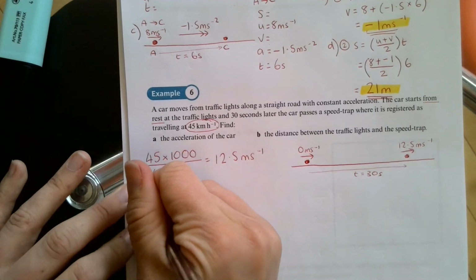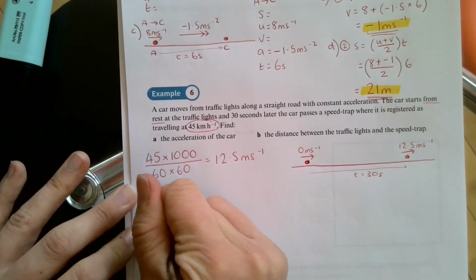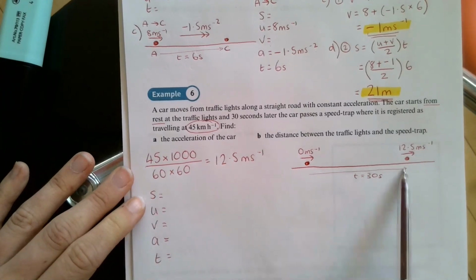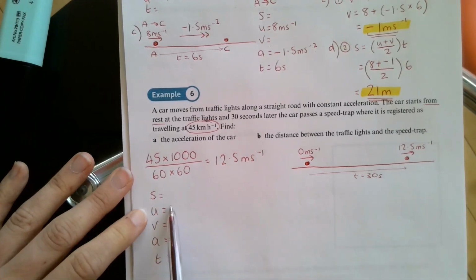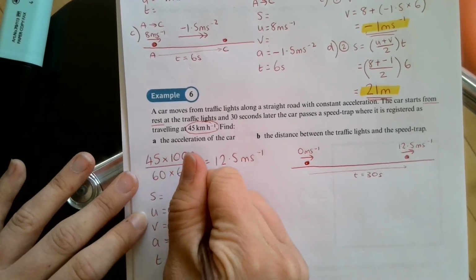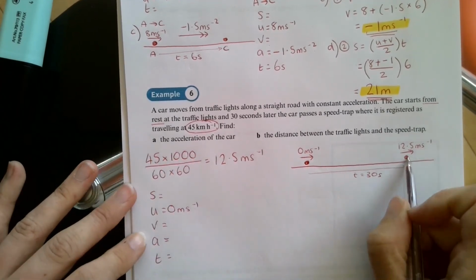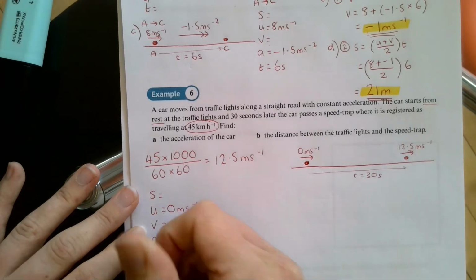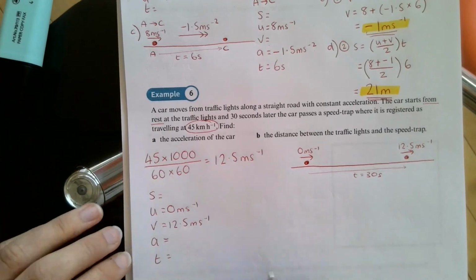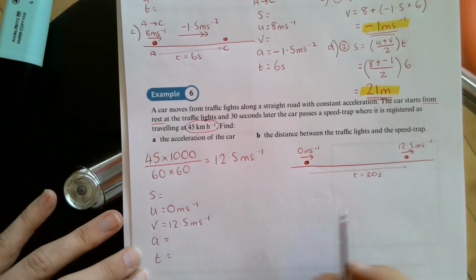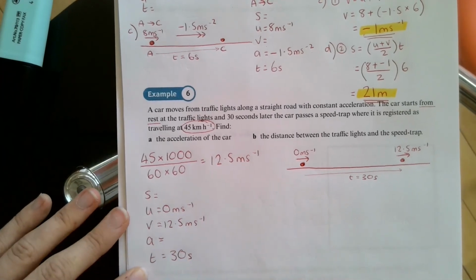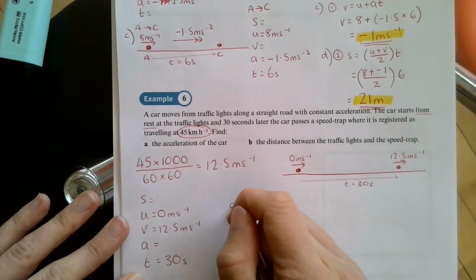And let's again write what we know. So S, U, V, A, T. I don't know the displacement. I don't know how far it travelled. I do know that initially it was moving at 0 meters per second. I know that the final velocity is 12.5 meters per second. And I also know the time. So I don't know the acceleration, but I know the time is 30 seconds. And part A is working out the acceleration.